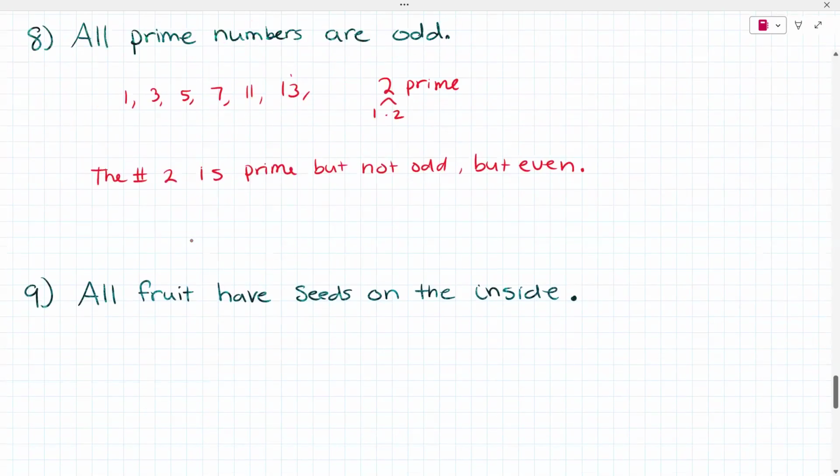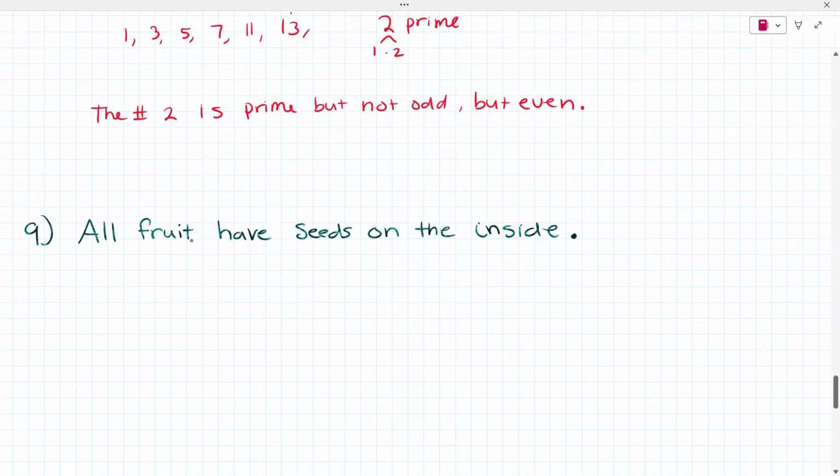Okay, what about number nine? All fruits have seeds on the inside. So what are examples of fruits? And do they all have seeds on the inside? So apple is a fruit that has seeds inside. What about watermelons? Yes, that has seeds inside. Peaches, yes. I've never seen a peach with seeds outside.